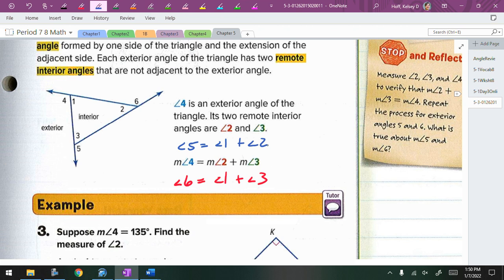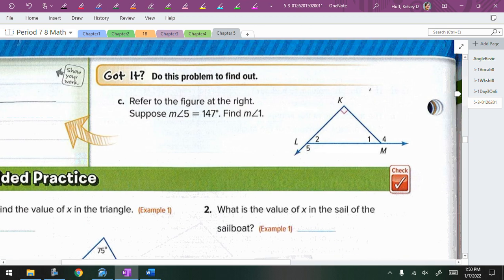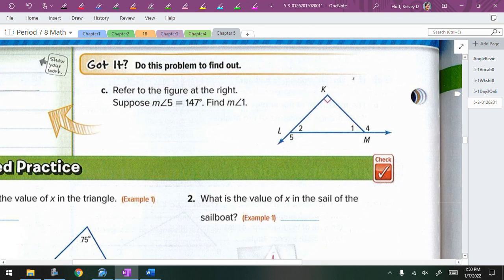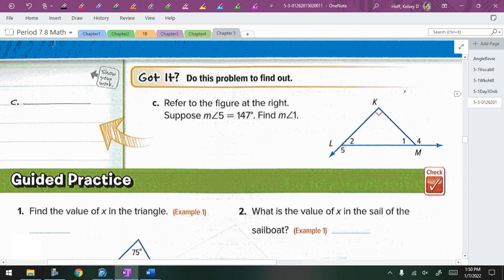All right, flip the page. Top of 392. Something you're going to find quickly here as we work with more geometry stuff: if you don't read the directions, you're going to miss crucial information. It's probably not going to make any sense to you. Refer to the figure at the right. Suppose the measure of angle 5 is 147 degrees. Find the measure of angle 1. So the very first thing I'm going to do is take the degree measurement they gave me and put it into my diagram. So I always scribble out the 5 and put in there 147 degrees.